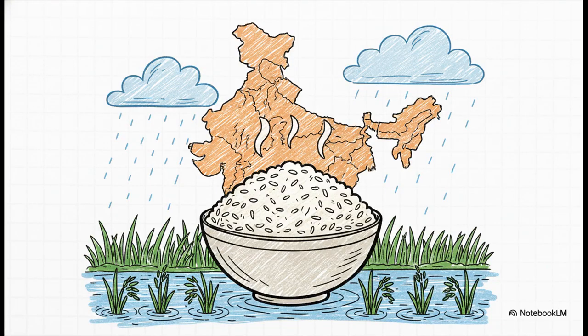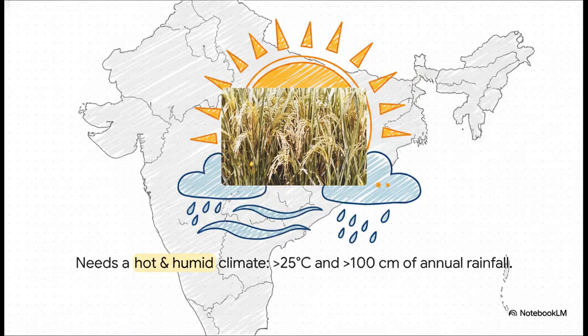So let's begin with the big one, the staple food for most of India, rice. And as we just revised, which season does it belong to? That's right, it's a Kharif crop. So what does rice need to grow well? Well, it needs a lot of water and heat.